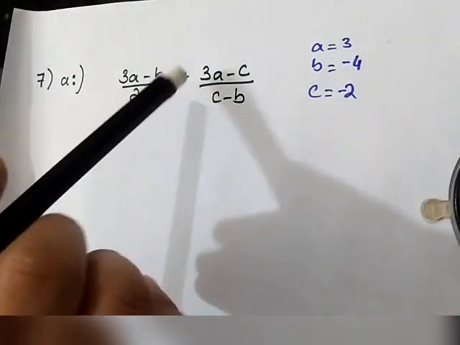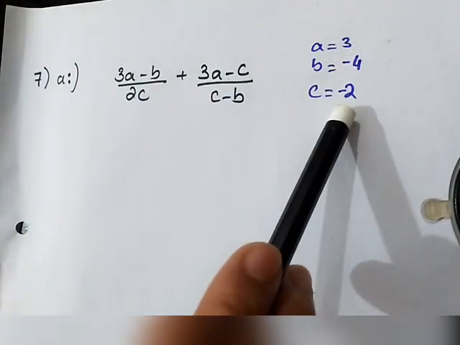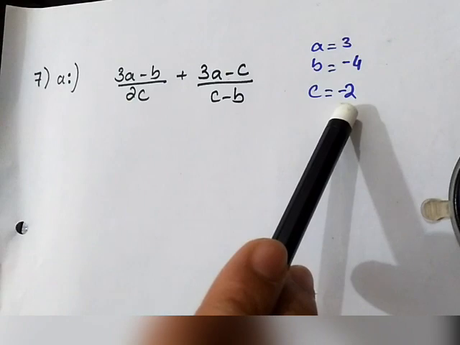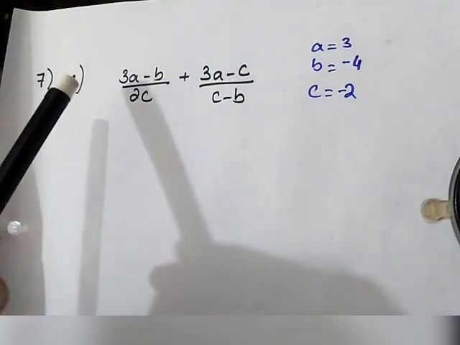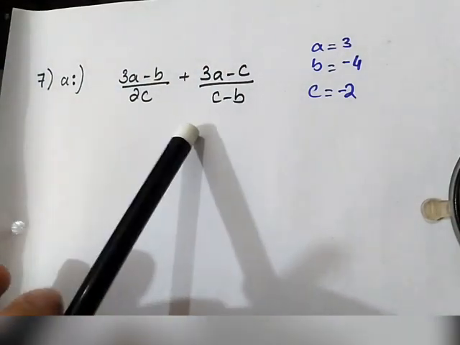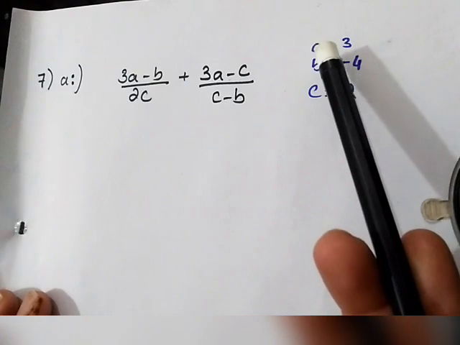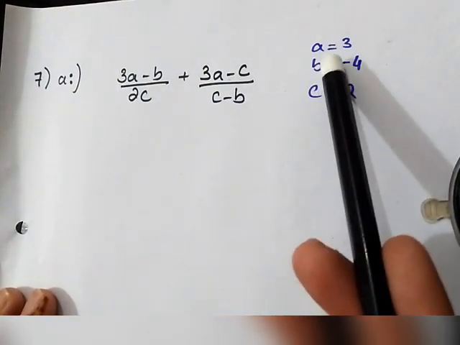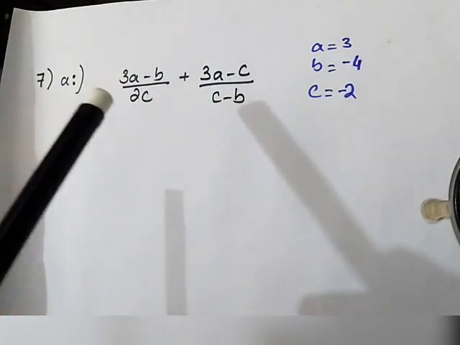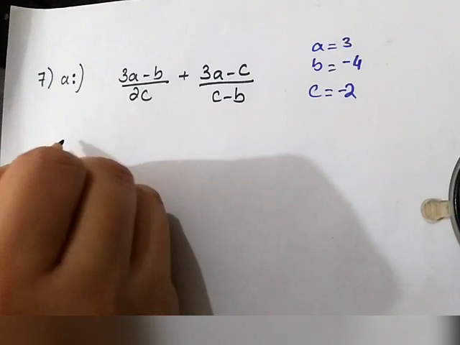Now we have question 7. Given that a is equal to 3, b is equal to -4 and c is equal to -2, evaluate each of the following expressions. And here we have question 7 part A, and this is the expression. Now you can see that we have the values of a, b and c, and here is an expression. So first of all we have to put the values of these variables in place of the variables. So we put the values here.